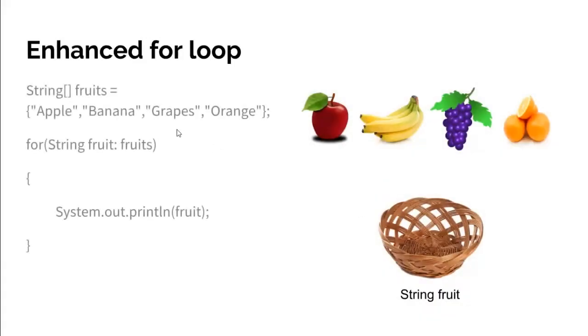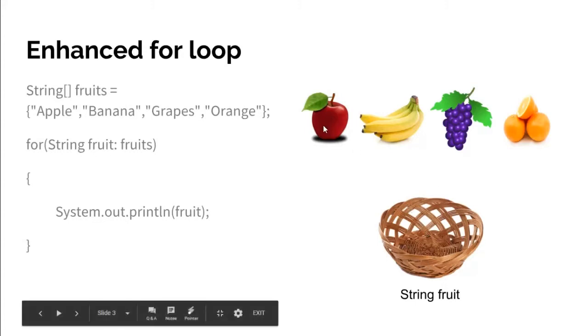Let's see the execution flow. First of all, we created one string array which holds various types of fruits such as apple, banana, grapes, orange. After that, the second statement is the enhanced for loop. Colon in the loop can be read as in, so the statement becomes string fruit in fruits, and this statement simply prints the fruit's value. You can imagine this local string fruit as a fruit basket and all this as array elements.